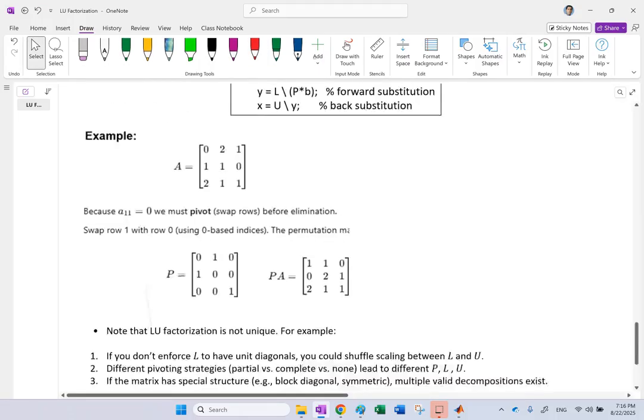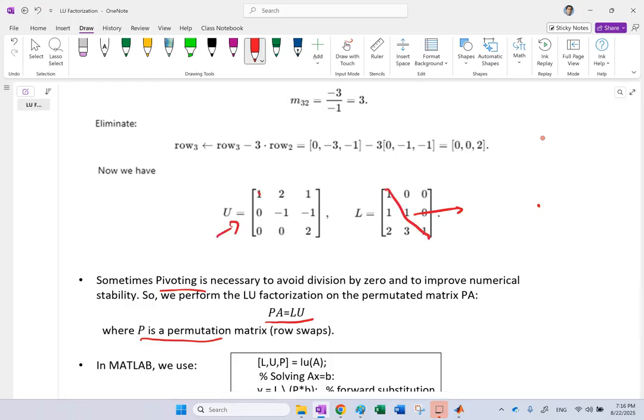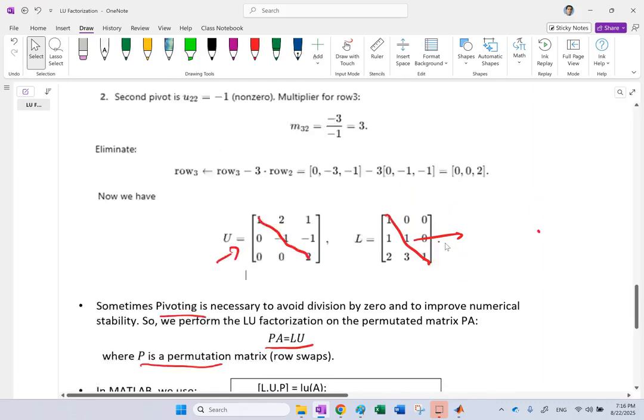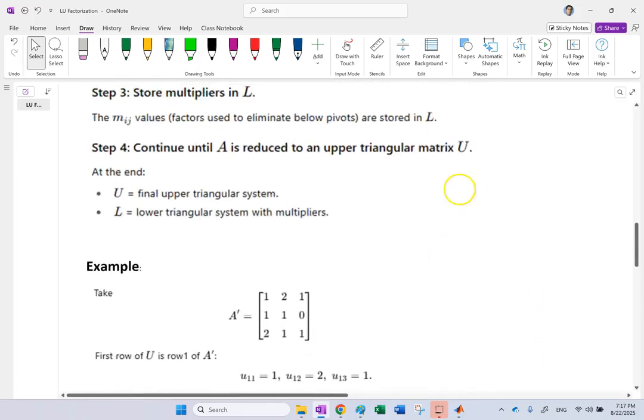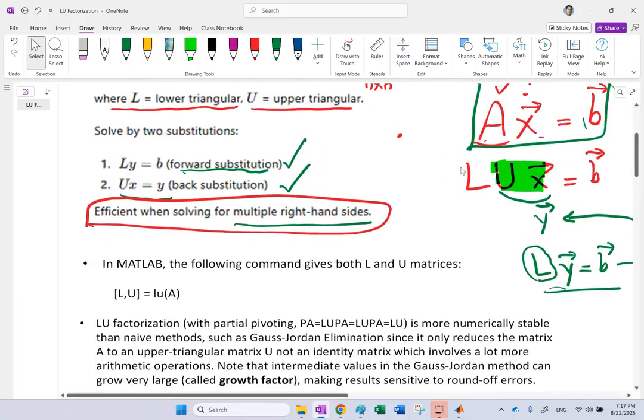So if, for instance, I say, hey, what's the determinant of this matrix? That's very easy. That's just 1 times 1 times 1. What is the determinant of this guy? That's 1 times negative 1 times 2. Okay, so upper, lower, and diagonal matrices, they all have their determinant as the product of their diagonals. Okay, so if you have L and U, the determinant of A is going to be extremely easy to calculate.